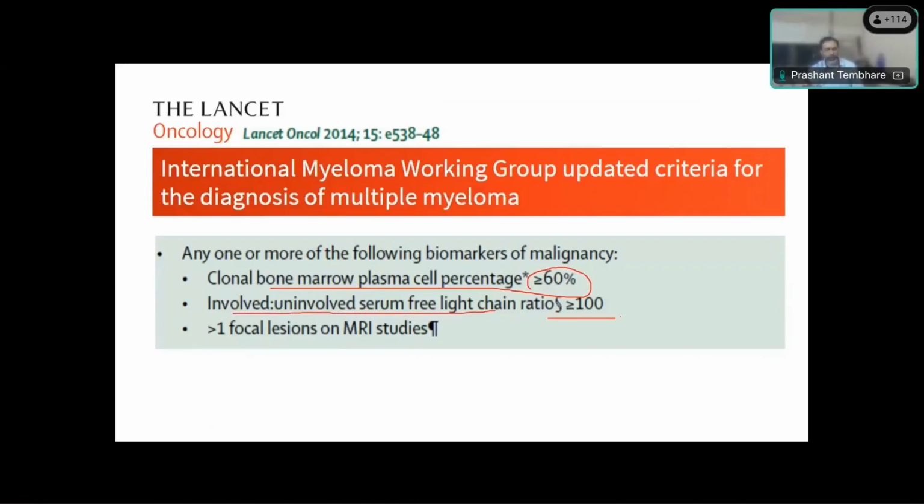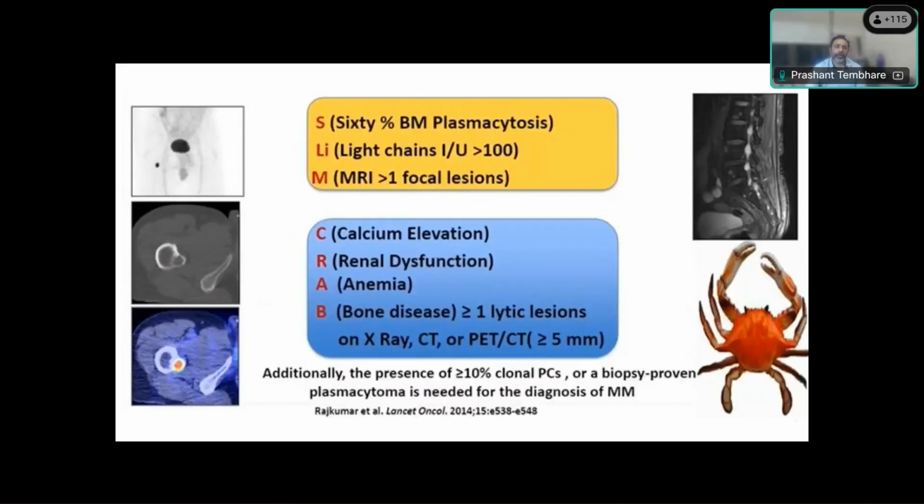In this patient, it was somewhere around 22. Okay. And if we have seen more than one focal lesion, more than one lytic lesion on MRI study. So these are 3 additional myeloma defining criteria. So CRAB are the myeloma defining criteria. In addition to that, these are 3 more myeloma defining criteria. So if you have 60% plasma cells, light chain ratio more than 100, and a focal lesion in MRI, it constitutes another acronym, SLIM. So it becomes SLIM CRAB, right?